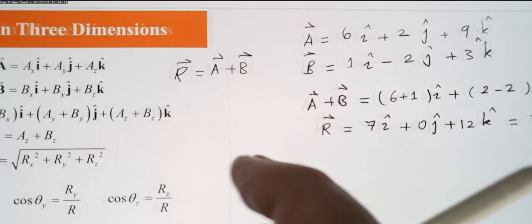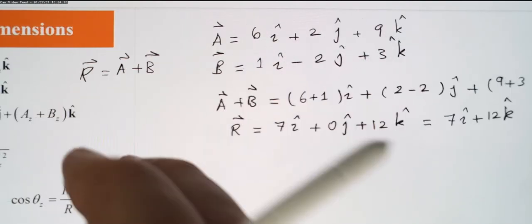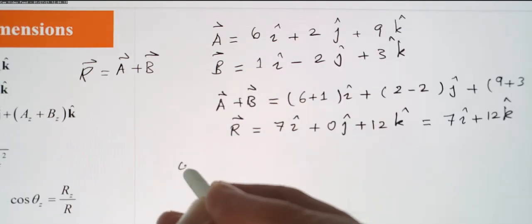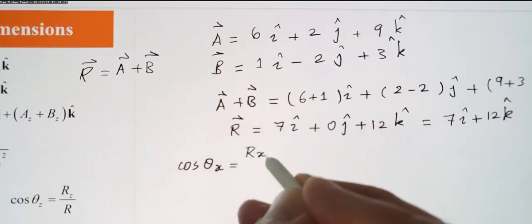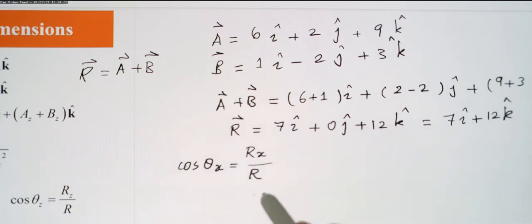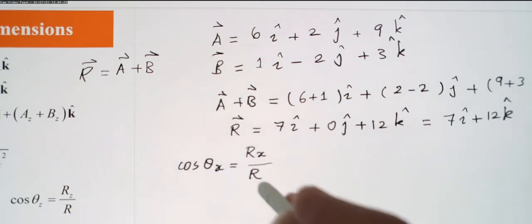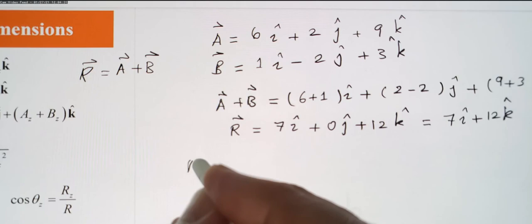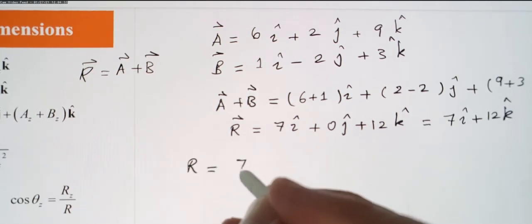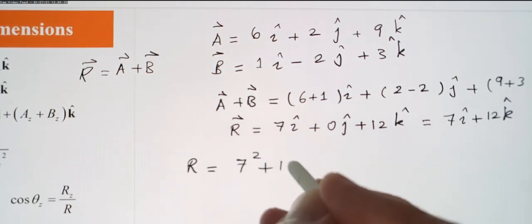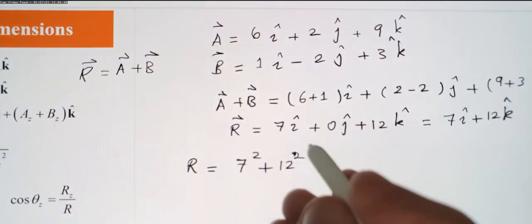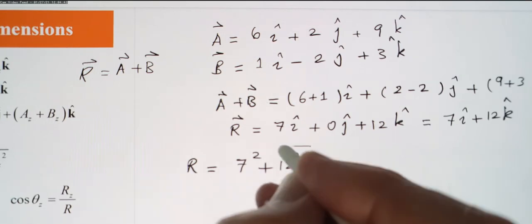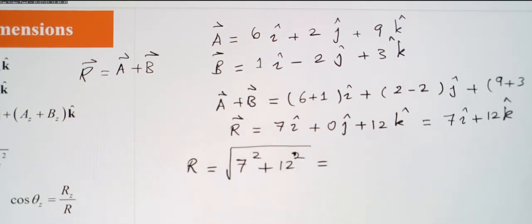Okay, come on, cosine theta x. We need the length of R. Let's first calculate the length of R, which is equal to 7 square plus 12 square under square root. What's this? Calculate it for me.